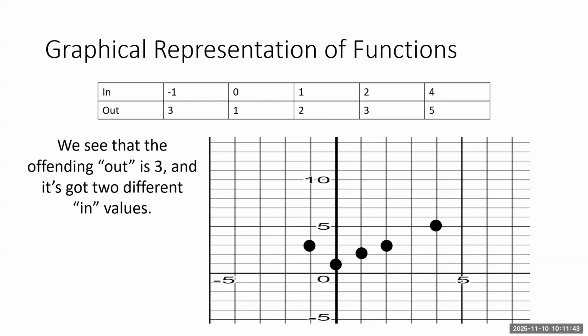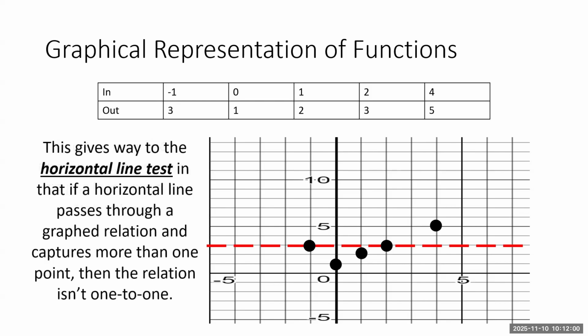We see that the offending out is 3, and it's got two different in values. Now, if I draw a horizontal line at y equals 3, I see that there are two coordinate pairs captured on that horizontal line. This gives way to the horizontal line test, in that if a horizontal line passes through a graphed function and captures more than one point, then the function isn't 1-to-1.